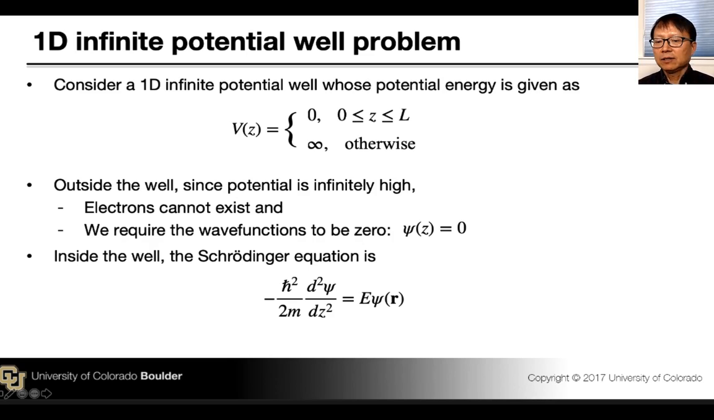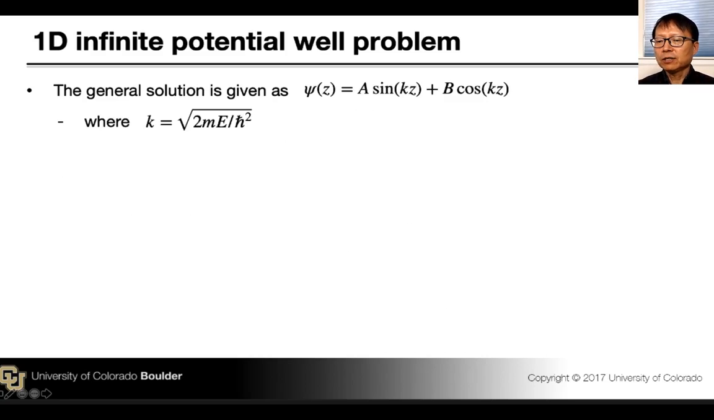the potential well. Inside the potential well, because the potential energy V is simply 0, the time-independent Schrödinger equation becomes this simple second-order differential equation, whose solution is given by sine and cosine functions. So the general solution to our Schrödinger equation is given by sine and cosine functions. The parameter k inside the sine and cosine function is given by the original differential equation. In our case, k is the square root of 2mE divided by h bar squared.